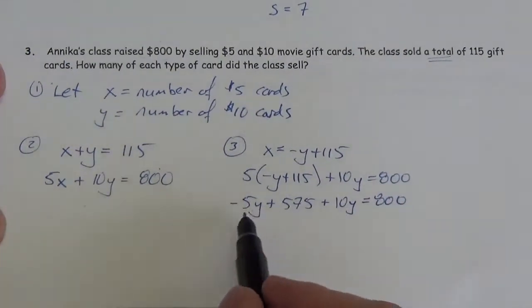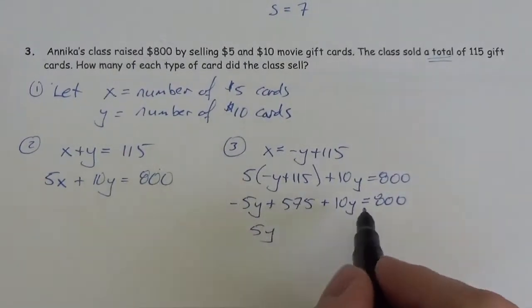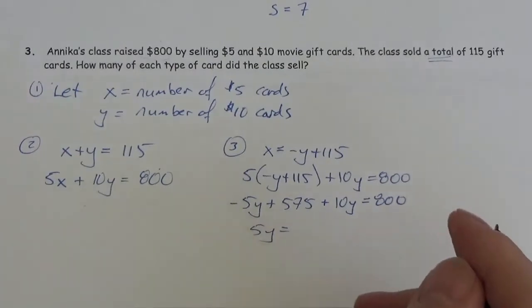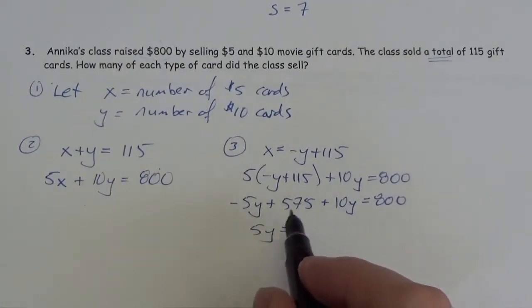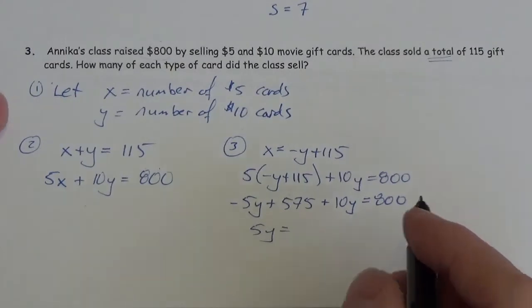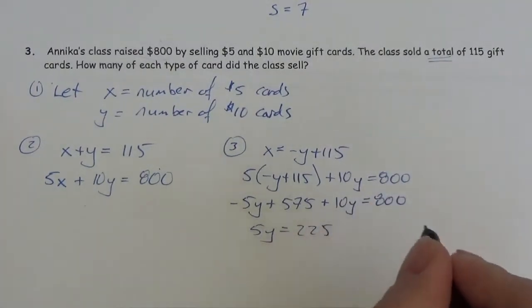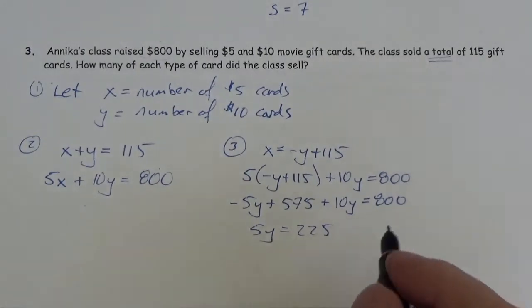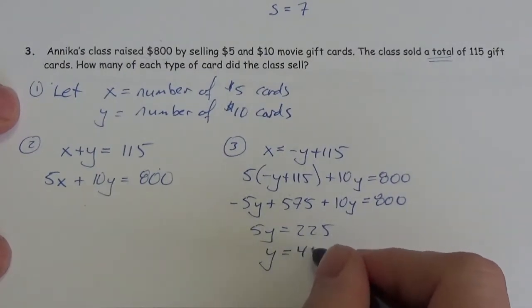All right, well, putting together the y terms here, I'm going to get 5y, negative 5 plus 10 will be 5y, and then that's going to be 800, and I'm going to subtract 575 from that. That's going to be 225. And now the last thing I'm going to do is divide by 5 to bring that over, and I'll get that y is equal to 45.